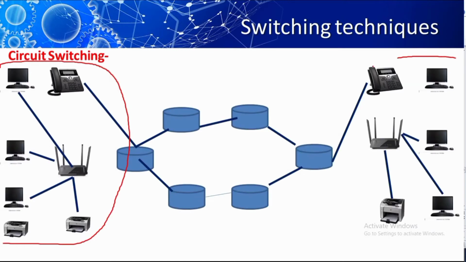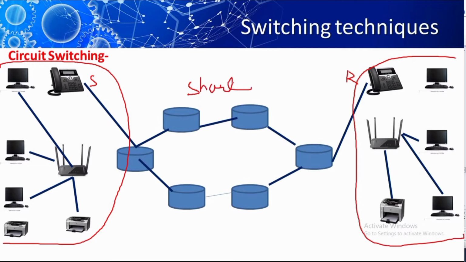Now we'll see with an example. Suppose a sender wants to send a message from one end of the network to the other end. In circuit switching, there will be a dedicated path through which the message will be transferred. The shortest and most suitable path will be chosen between the sender and the receiver.